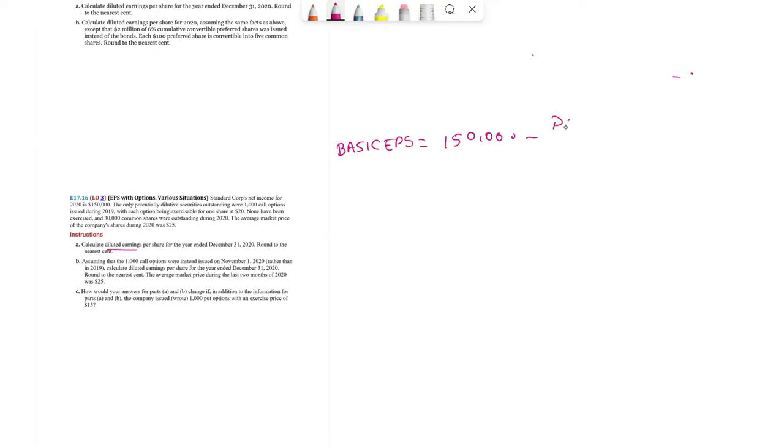Do they have any preferred dividend? In this case, the preferred dividend was 0. How many shares are outstanding? They have 30,000 shares outstanding. We need to know this first before we can go further. So my basic earning per share is 5.